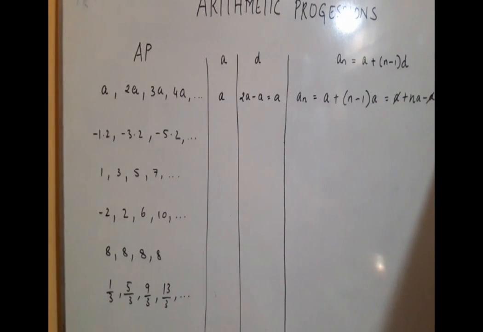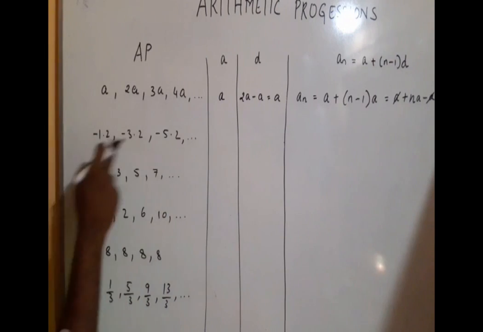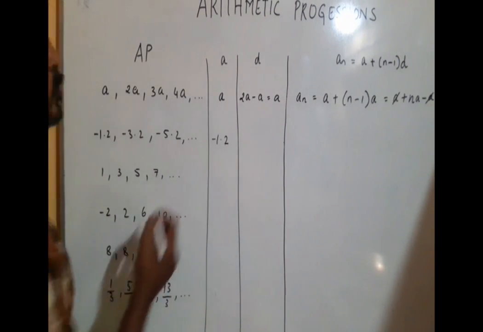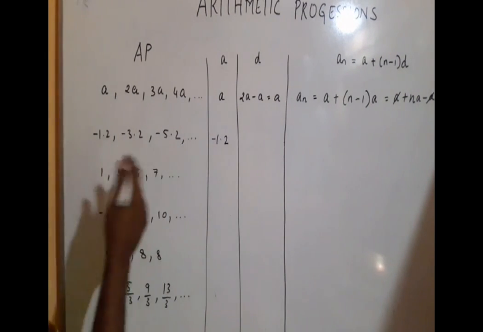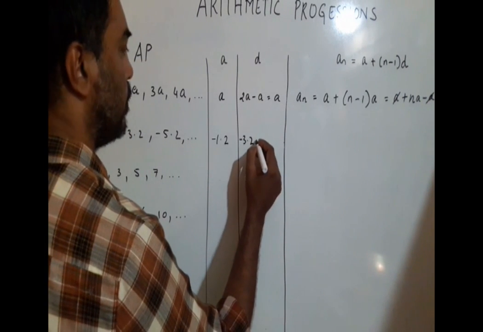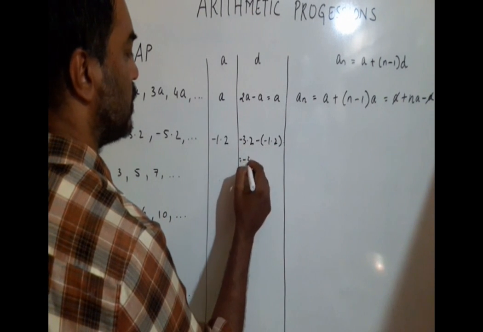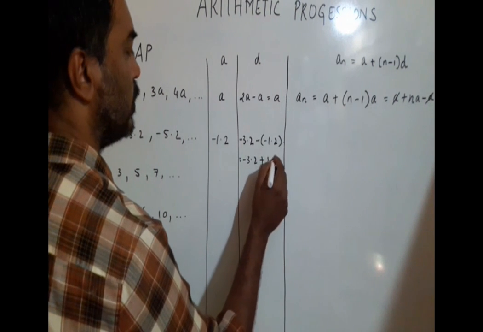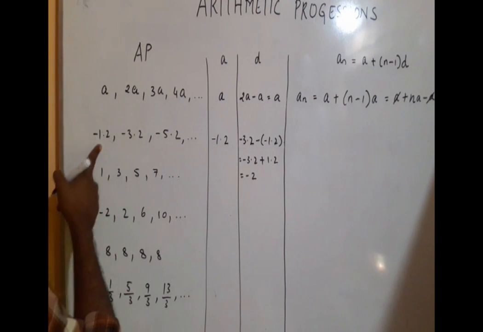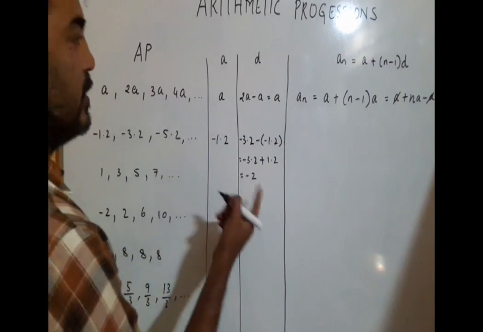This was very simple. Now we move on to this one. Let us see how it works. The first term of the sequence is minus 1.2. The common difference of the sequence is minus 3.2 minus (minus 1.2), that is minus 3.2 plus 1.2, equal to minus 2. So for this sequence we have the first term is minus 1.2 and the common difference is minus 2.